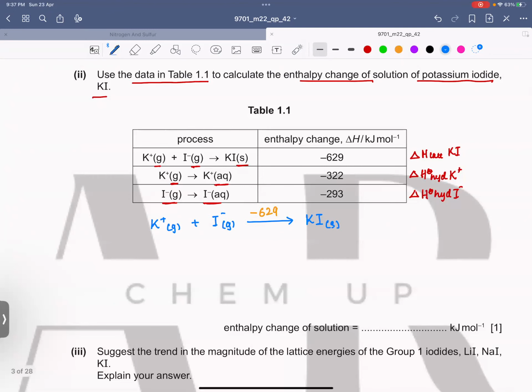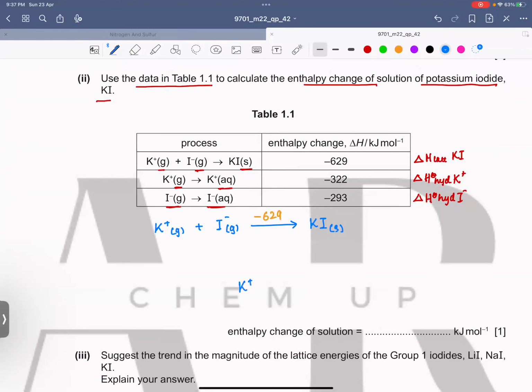Then here beneath, if I take aqueous potassium ions and aqueous iodide ions, so if this solid turns into these, then it would be basically the enthalpy change of solution. And when these aqueous ions turn into these gaseous ions, then it is the hydration of potassium and the hydration of iodide.